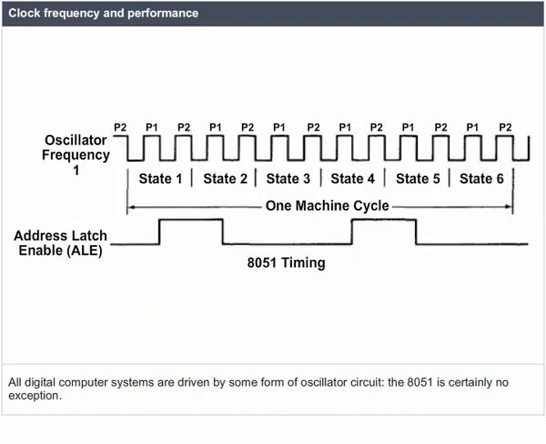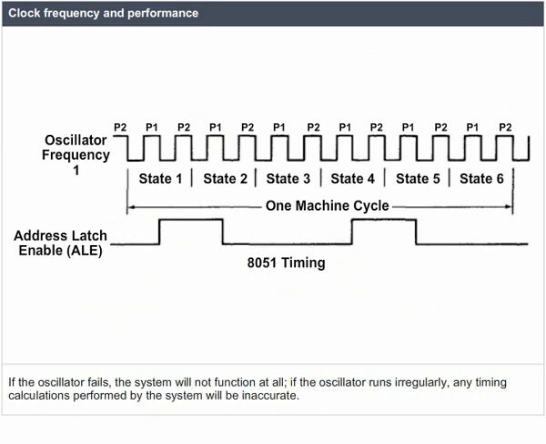Clock frequency and performance. All digital computer systems are driven by some form of oscillator circuit. The 8051 is certainly no exception. If the oscillator fails, the system will not function at all. If the oscillator runs irregularly, any timing calculations performed by the system will be inaccurate.